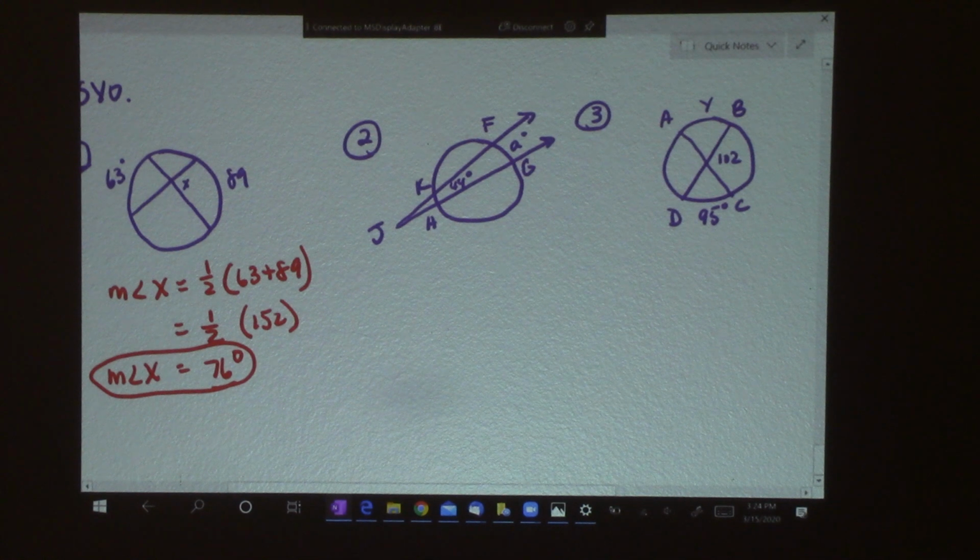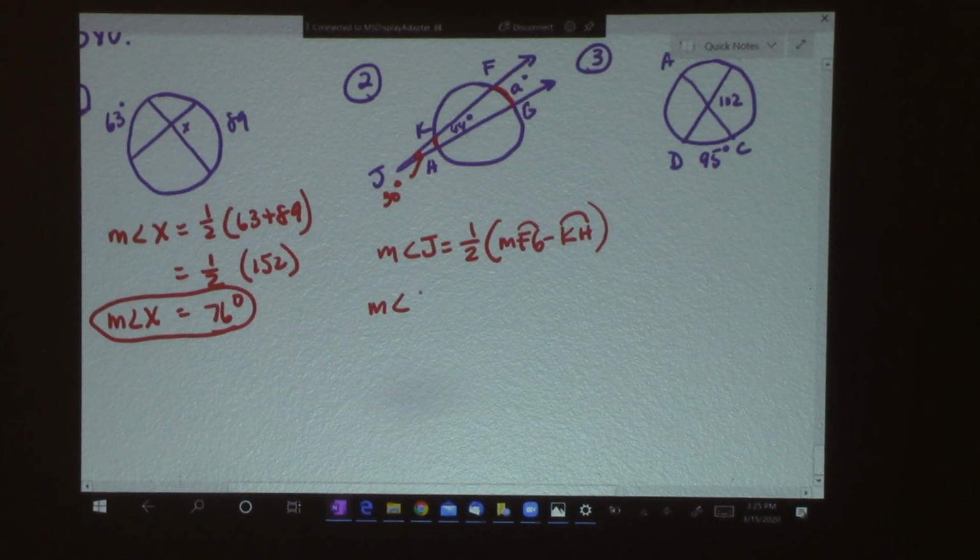Okay, now the second situation is we have two lines cutting across in two places. So I'm going to have this angle, and this is what I'm trying to find, A here, and I know this is 44, and this angle here is 30. I didn't write that down. Okay. So the measure of angle J is going to be half of the measure of arc FG minus arc KH. So I know that angle J is 30. And I don't know arc FG, so that's A minus KH is 44.